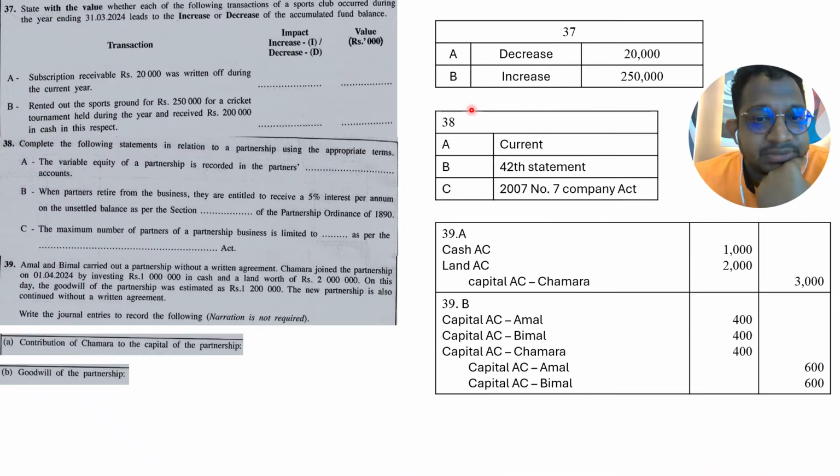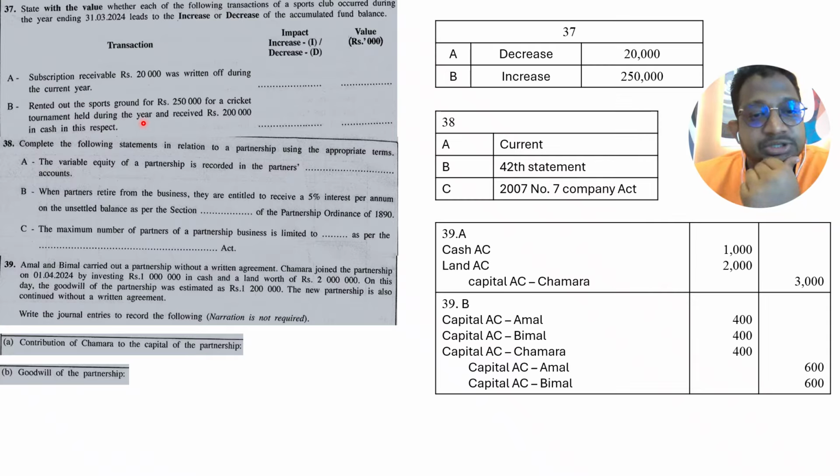In the 37, they're asking the impact of these transactions on accumulated funds. So if it is an income, your accumulated fund should increase, and if it is an expense, accumulated fund should decrease, right? Subscription receivables, 20,000 was written off. So written off is an expense, right? So the impact on the accumulated fund, it should decrease, and the value is 20,000.